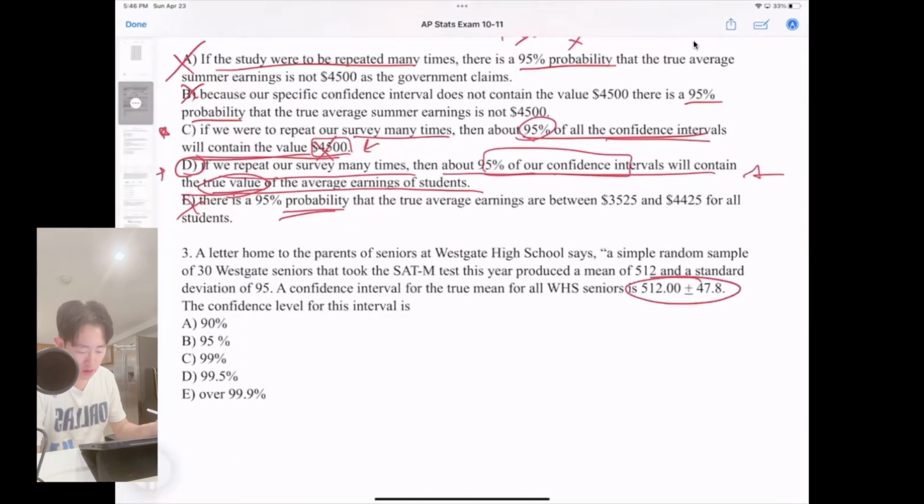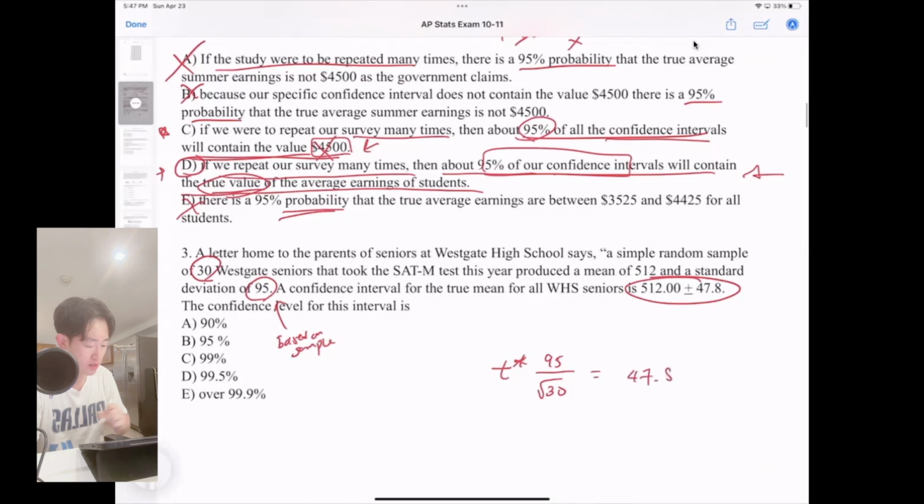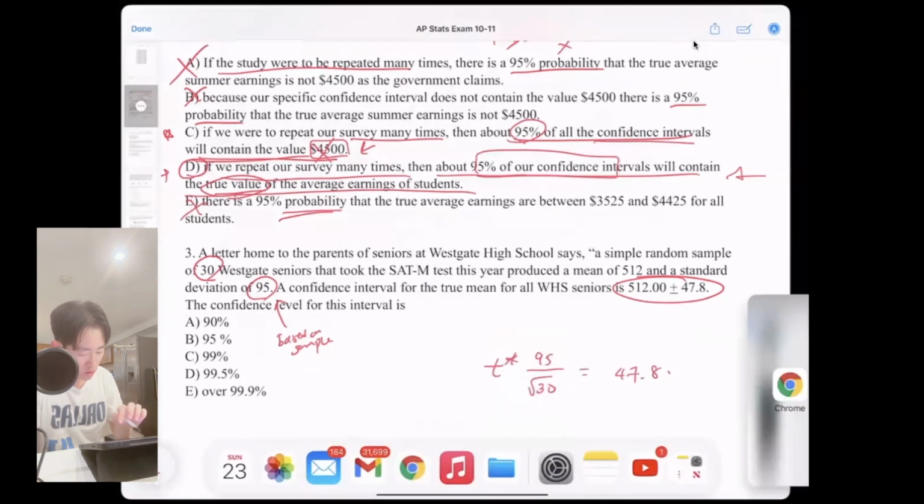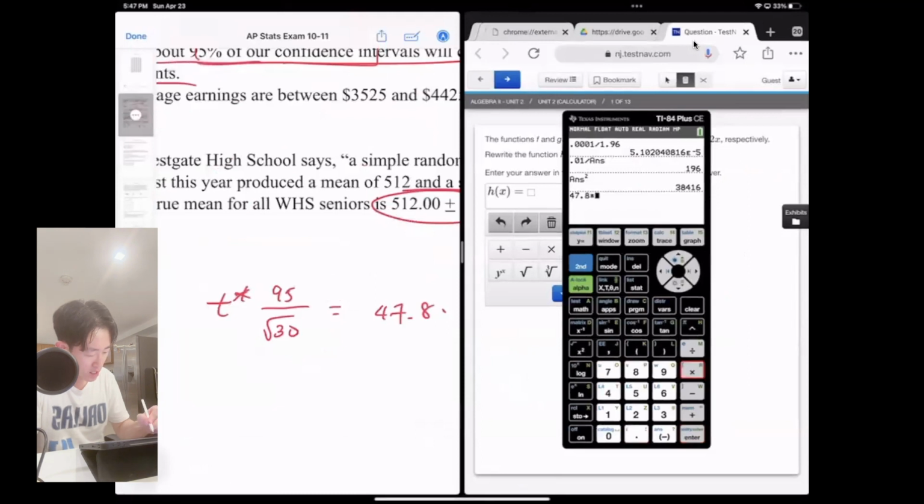We are given a confidence interval, and let's take a look at the standard deviation of 95, random sample of 30. So the standard deviation is 95, we divide by square root of 30, and it doesn't seem that this is going to be a z-test, because this is standard deviation based on the sample. So what we're going to do is actually use the t value. The margin of error is equal to 47.8. So let's do the math here. 47.8 times the square root of 30 divided by 95. That should give you the t-value 2.755.